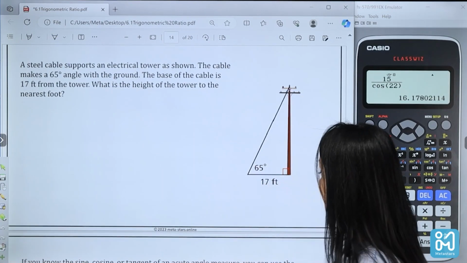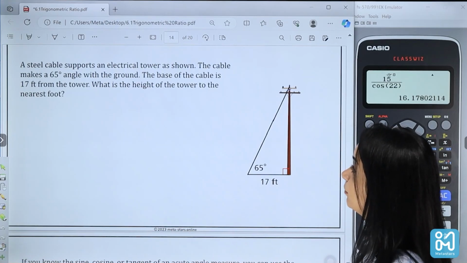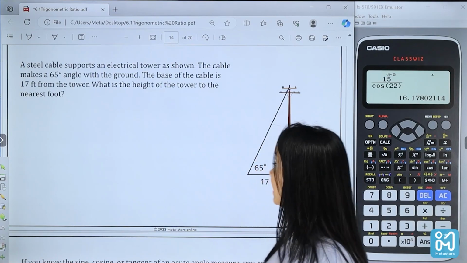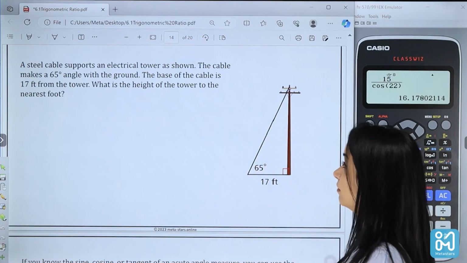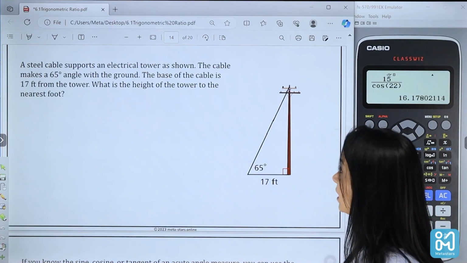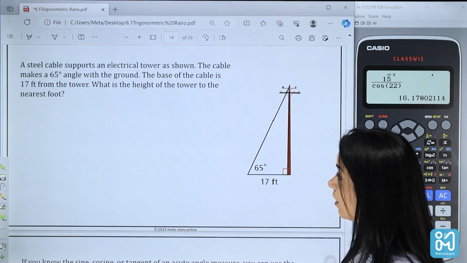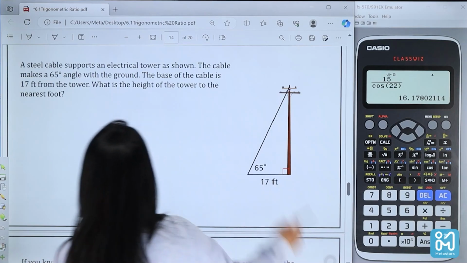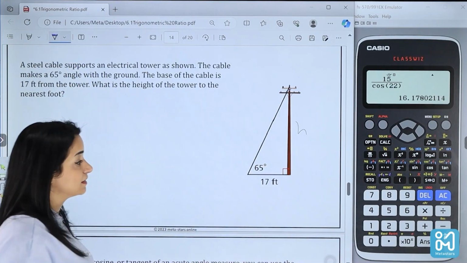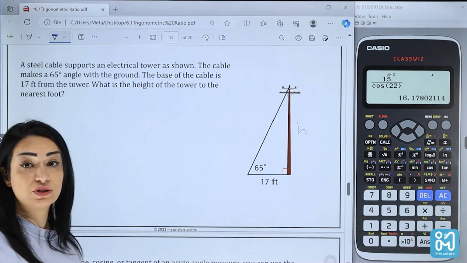Now let's solve this problem. A steel cable supports an electrical tower as shown. The cable makes a 65 degree angle with the ground. The base of the cable is 17 feet from the tower. So what is the height of the tower to the nearest foot? Here is the height.